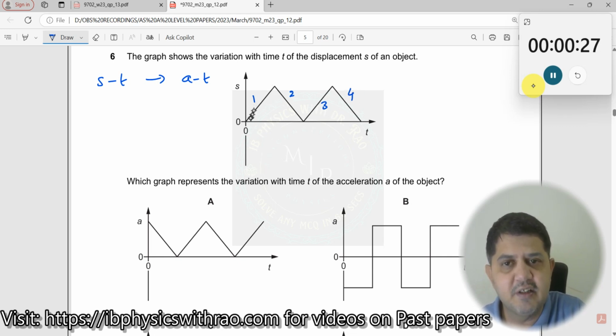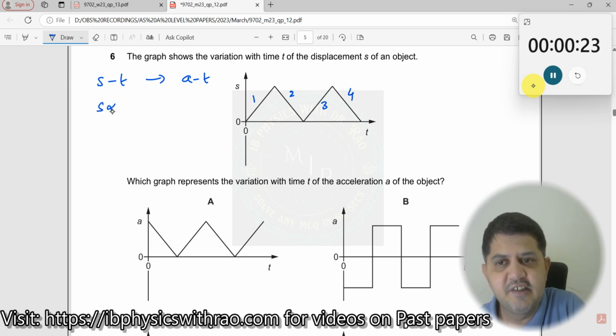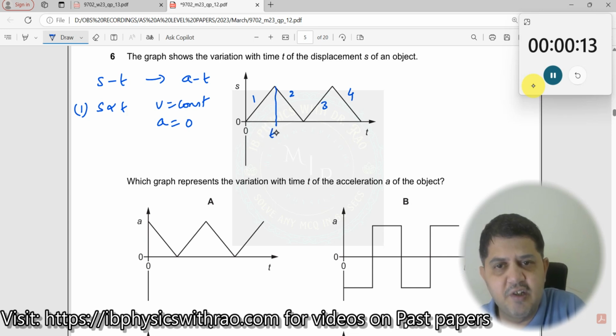Now what's happening here? In the distance time graph, you get a straight line here, which means what? Distance is proportional to time here. In that case, V is equal to constant. In that case, A is equal to 0. So let us say from 0 to t1 over here, the acceleration should be 0.